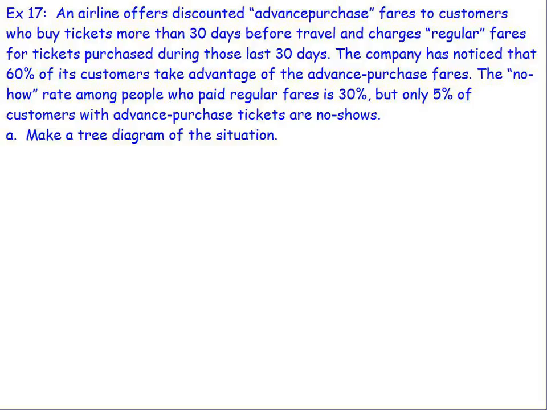So again, we ask ourselves, what's going on here? Well, there's two types of tickets. There's advanced purchase and regular. And then obviously, they either show up to the flight or they don't show up. What has to come first? Purchasing the tickets or not showing up? Well, obviously purchasing the tickets comes first. Let's try that again. What were my options for tickets? They were either the advanced ones, which were the discounted ones, or the regular ones, which were full price.